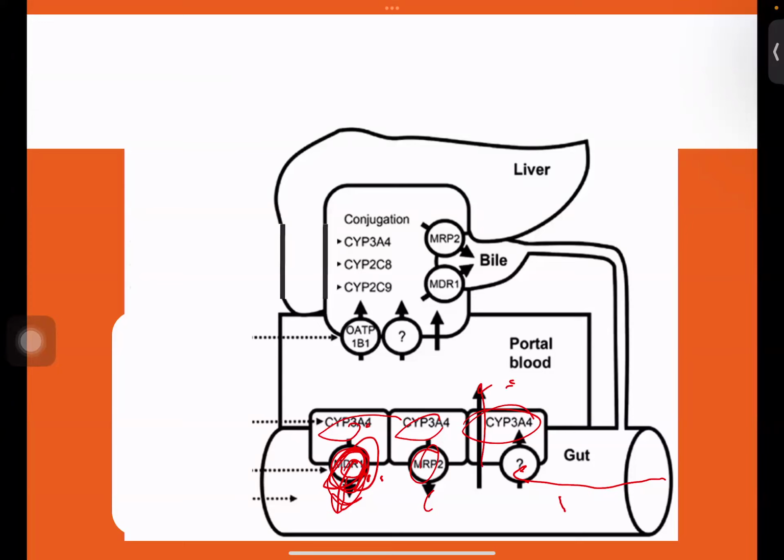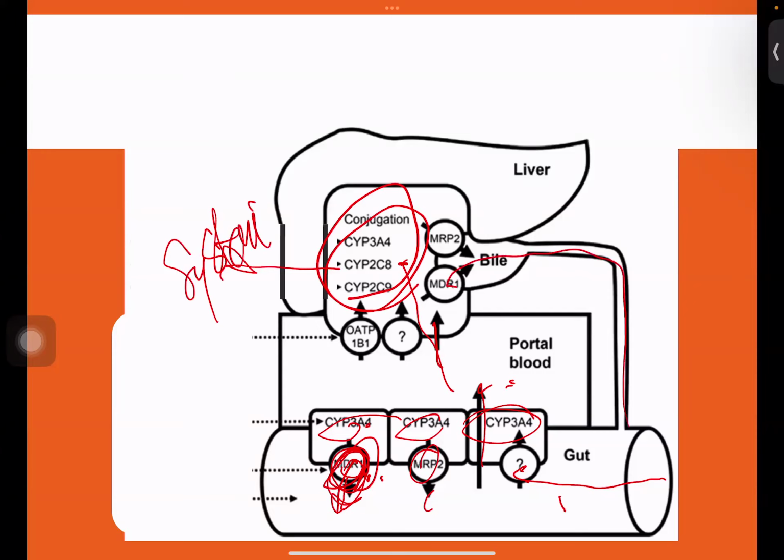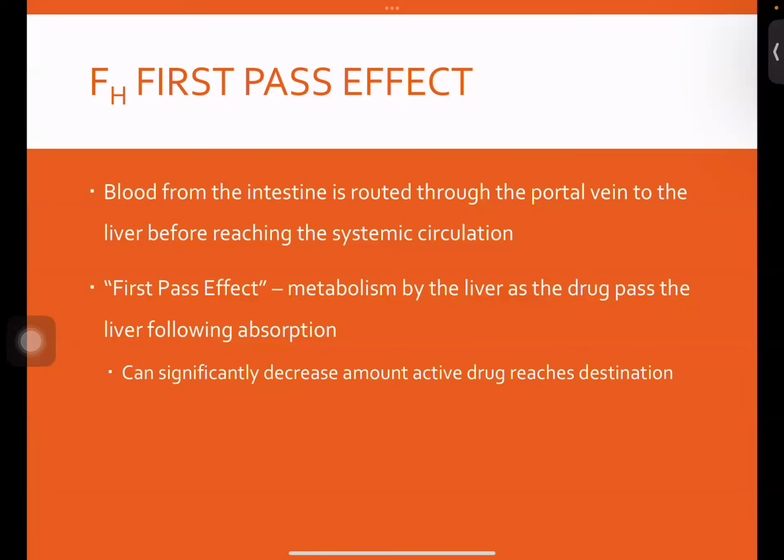And then it's going to go to the liver where we have all these enzymes waiting again for it to make it through. And eventually it goes out into the systemic circulation. It can also get eliminated in the bile, which we're not going to talk about right now. So there's all these things that can happen to the drug. So FH, which is the fraction that escapes the metabolism in the liver, is called the first pass effect.